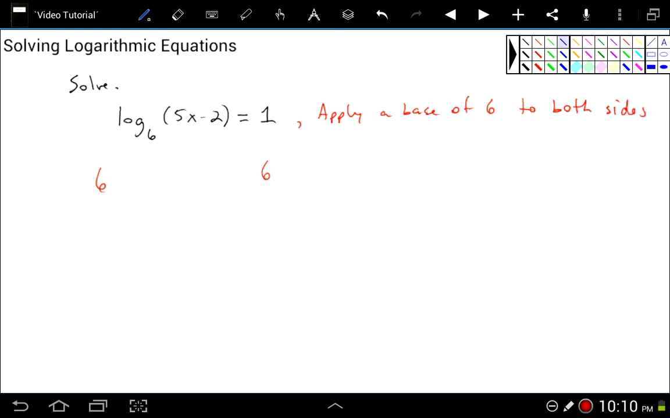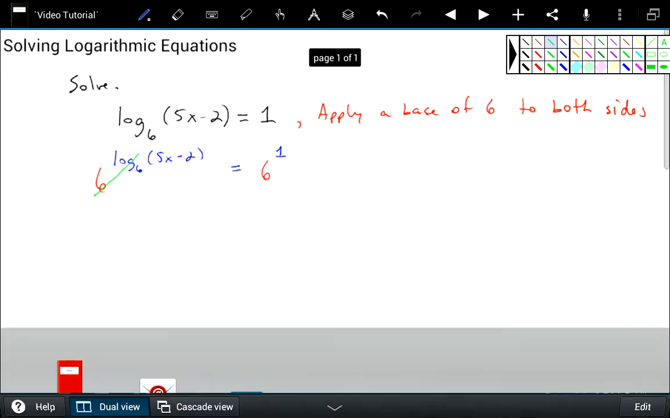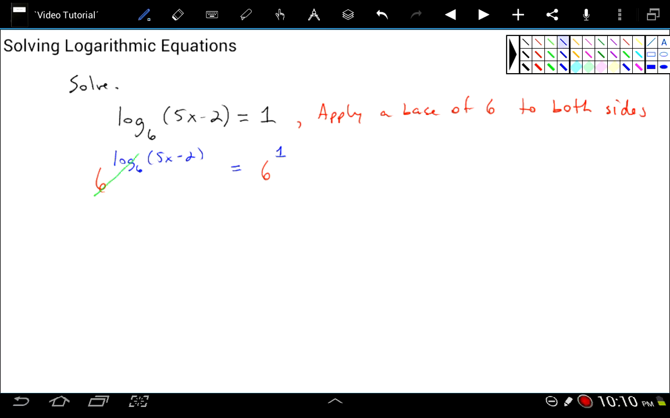So on the left side we have 6 to this power, log base 6 of 5x minus 2 is the exponent, and on the right side 1 is the exponent. So on the left side we accomplish our goal of canceling the logarithm to get 5x minus 2, and on the right side 6 to the first power, nothing cancels, you just get 6. Now we add 2, which is 8, and divide by 5. So we get 8/5 is our answer.